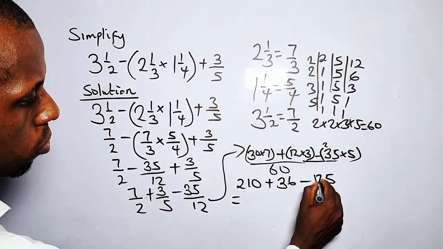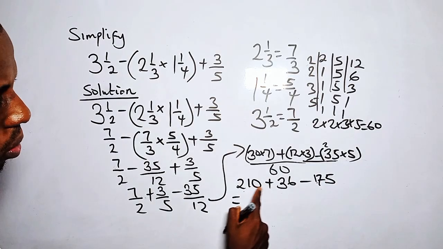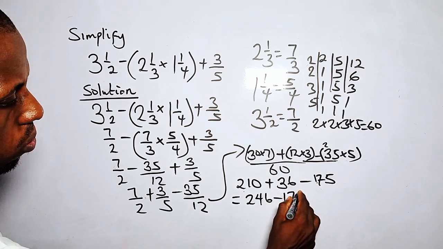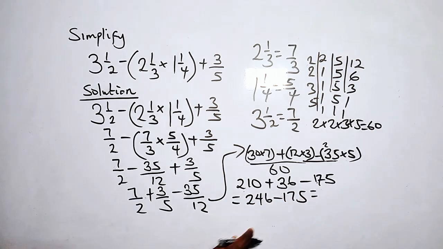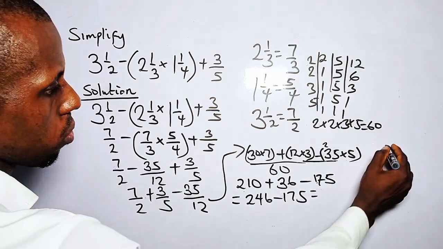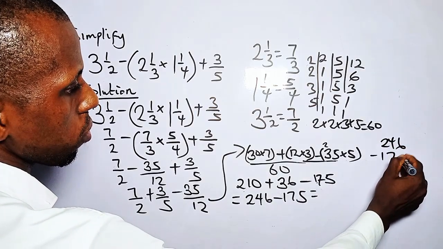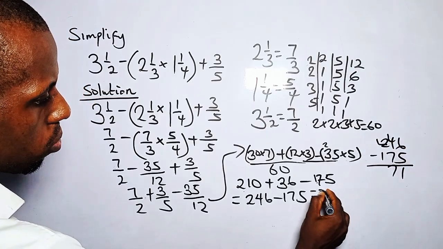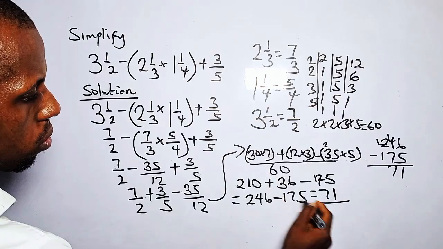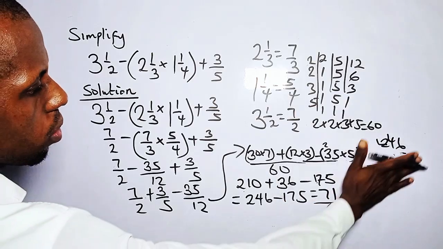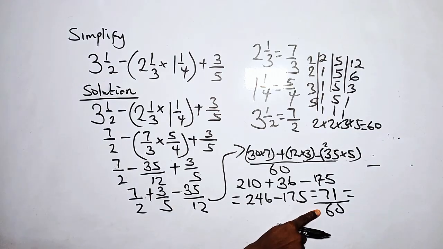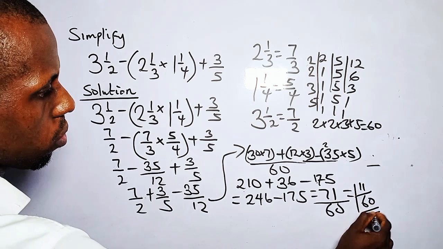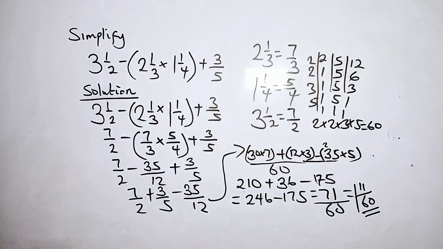So we do our addition first. What do we add? 210 plus 36, we have 246, minus 175. When we subtract, 246 minus 175, we have 71. So we have 71 over 60. For 71 over 60, we convert it to a mixed fraction. So we have 1 and 11 over 60. Thank you very much.